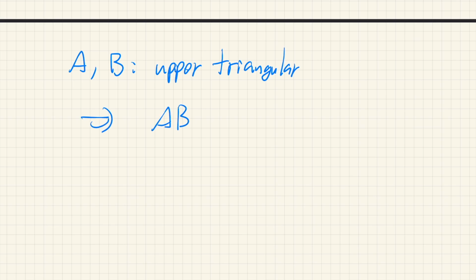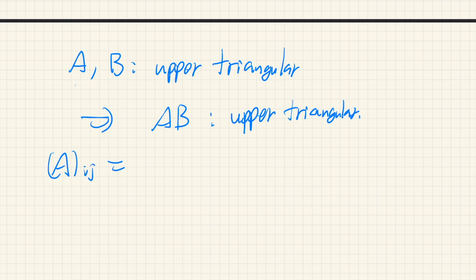For triangular matrices, we have the following notable property. Suppose A and B are both upper triangular matrices. Then their product, AB, is also upper triangular. Let's show this. Since A and B are upper triangular, we have a_ij equals 0 and b_ij equals 0 if i is greater than j.